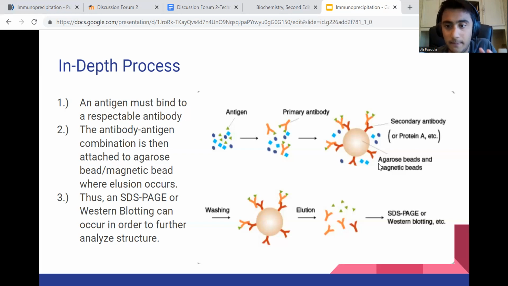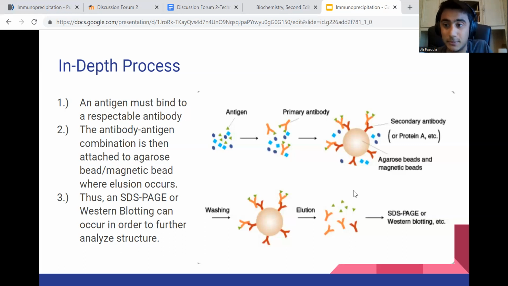What is interesting about the agarose bead and magnetic bead is that when the antigen and the primary antibody are bound in a sea full of antigens or other proteins involved, this allows for a separation from that whole containing group, which can be utilized in cells, tissues, or different systems within our body. Once they're bound, they go through an elution process where the antigen and the antibody become separated together, and then it is put into SDS-PAGE or Western blotting.